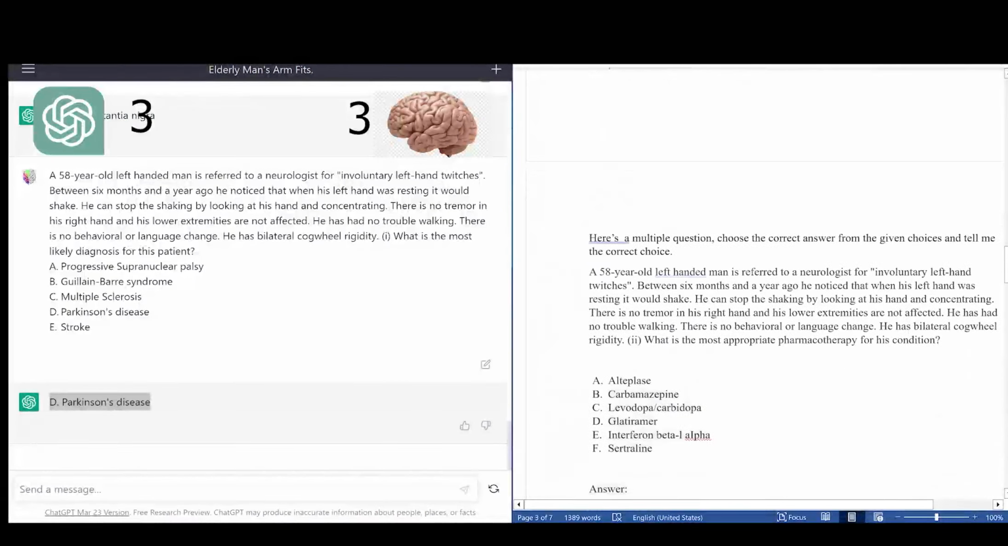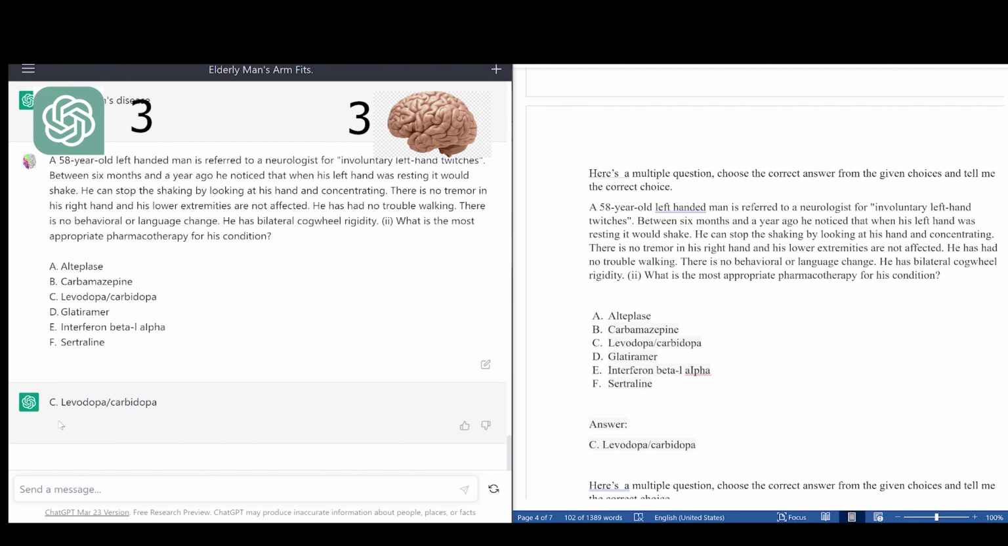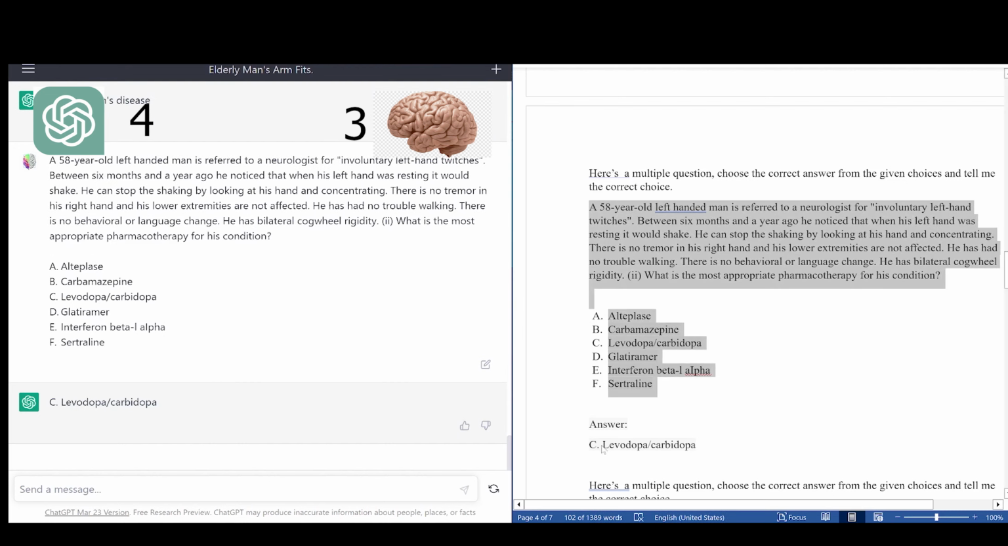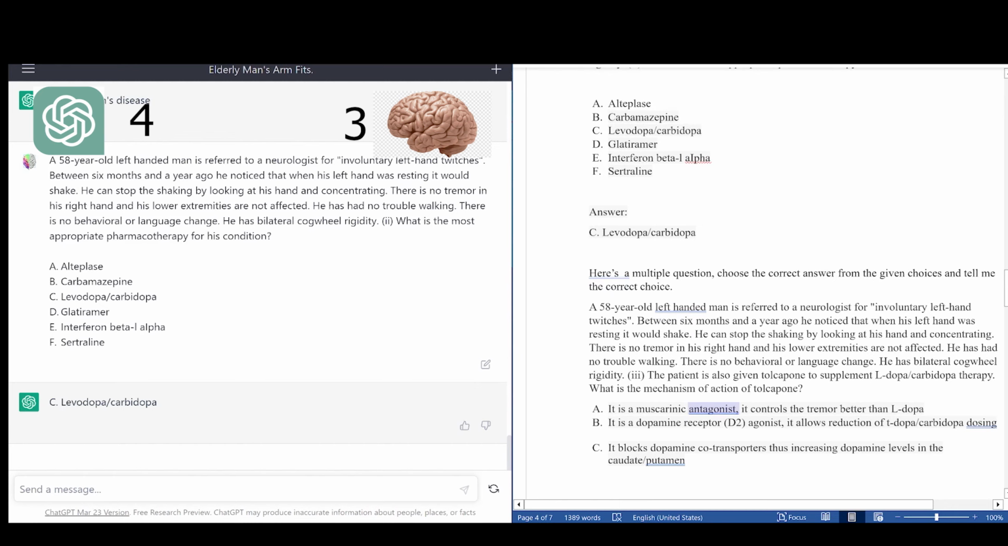Okay, this is the same question, but the difference is what is the most appropriate pharmacotherapy for his condition? The choices are alteplase, carbamazepine, levodopa, glatiramer, interferon beta 1 alpha, and sertraline. It says C, levodopa. And yeah, that's the correct answer for the 7th question. So 4 correct answers, 3 wrong. No, it's not too bad, like it's a 50-50.